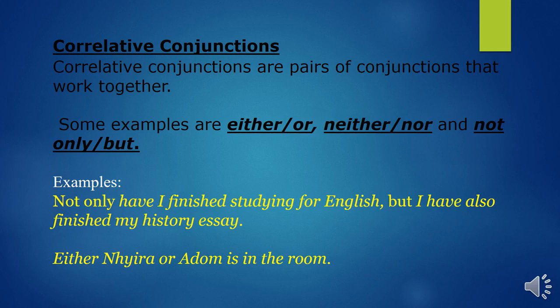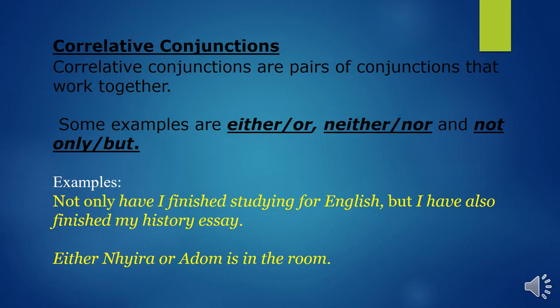Now let's move to correlative conjunctions, the last type of conjunctions. Correlative conjunctions are pairs of conjunctions that work together. So correlative means that they move together, they work together, they are relatives. Okay, all right. Some examples of such conjunctions are either or.